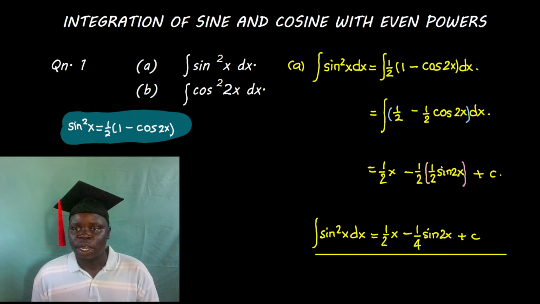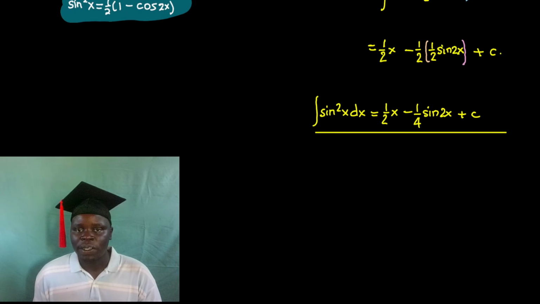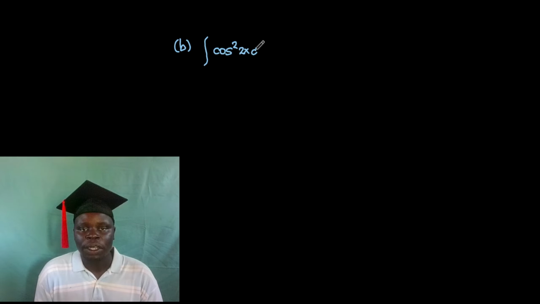Now let's move on to the next question here, and our next question is cos square twice x. So let's get enough space, and we also tackle our question number 2, which says we need to get the integral of cos square twice x with respect to x.